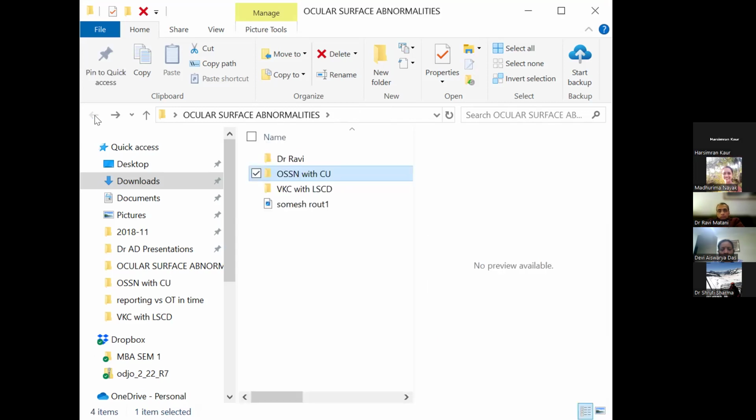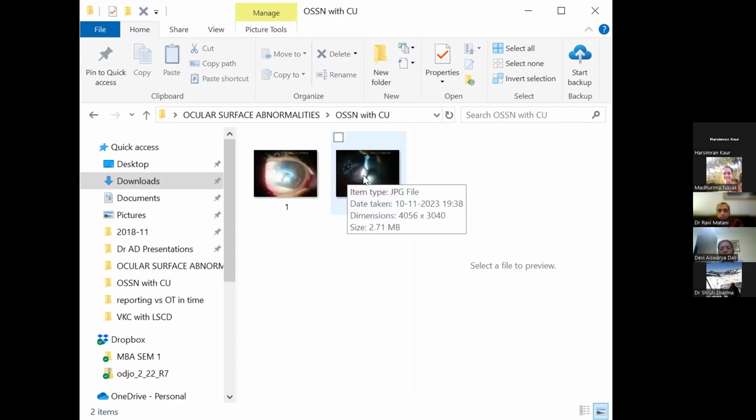Ma'am, this hypopion looks bumpy, is it? In the picture. Yeah. Looks tilted as well. Yeah, it could be anything actually. So I did a scraping just to rule out an infection. Now scraping showed fungal filaments, so I started voriconazole, and I have put her on sufficient lubricants.